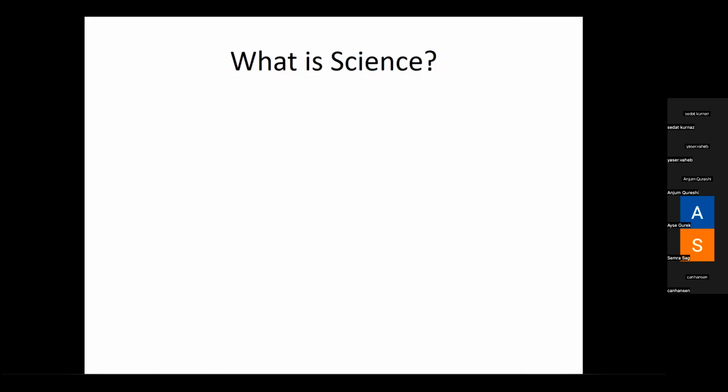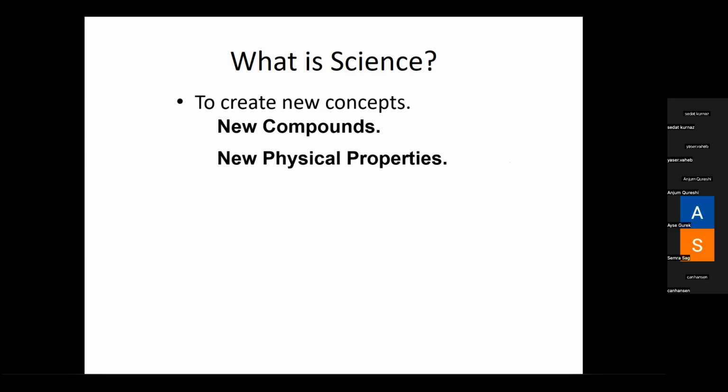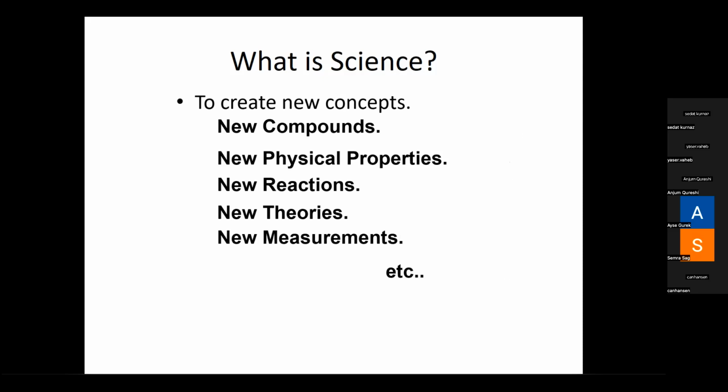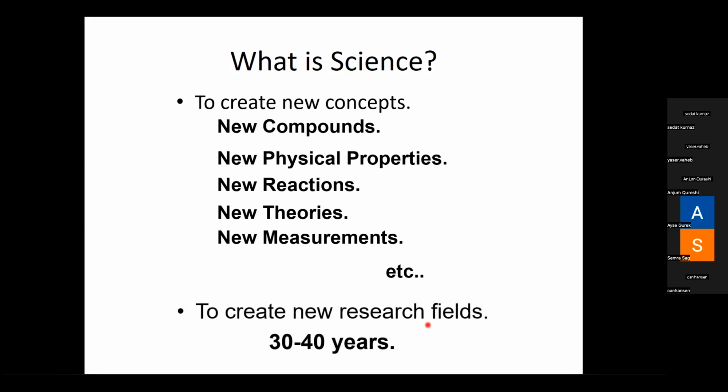So finally, I stress: what is science? This is the most important thing. What is science? Everybody knows to create new concepts, of course. For example, new compounds, new physical properties, new reactions, new theories, new measurements. Everybody does these every day, but that is not science. The most important thing for science is to create a new research field. It takes 30, 40 years.